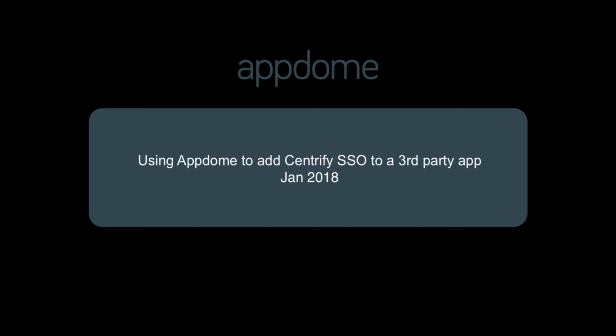In this video, I'm going to show you how you can use Appdome to add the Centrify service to a third-party app with no code or coding. We're going to add Centrify's single sign-on solution to an app called MyMINT.